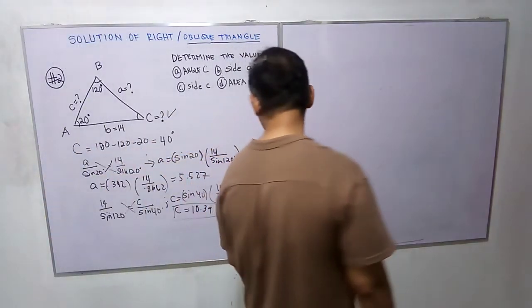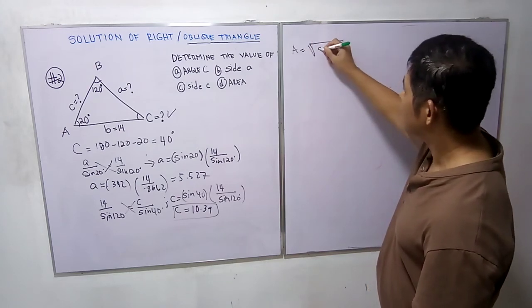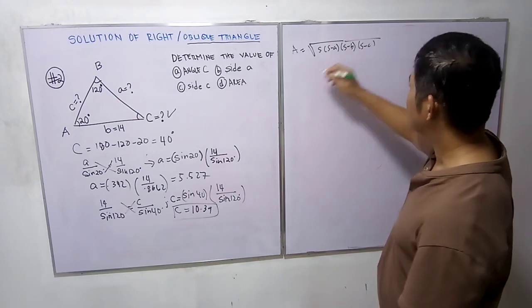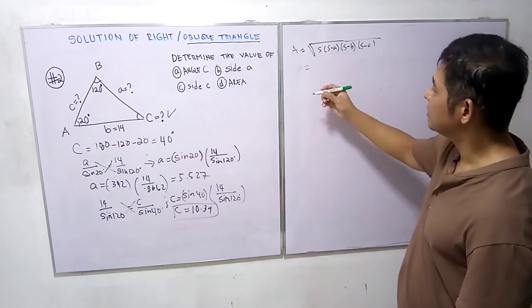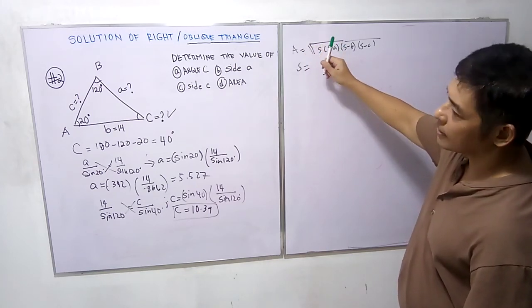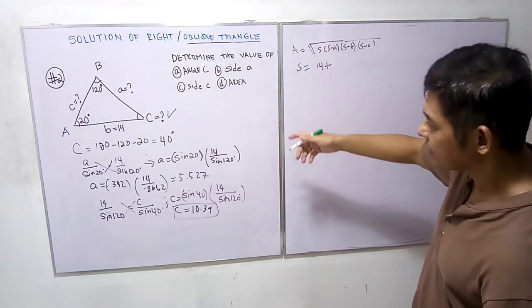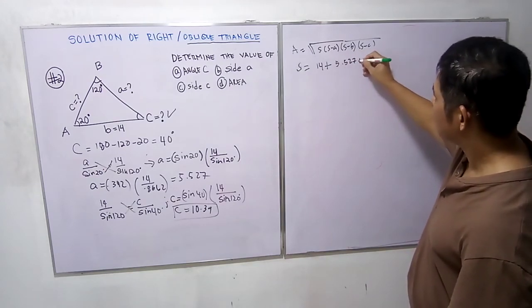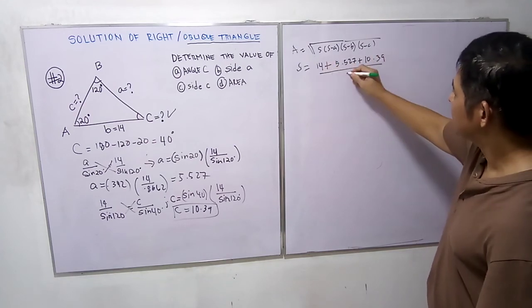Therefore, yung area, using a Heron's formula, area equals to square root of S minus A, S minus B, and S minus C, per S yung semi-perimeter of a triangle. Therefore, S is equals to 14 plus A is 5.527 plus 10.39 divided by 2.